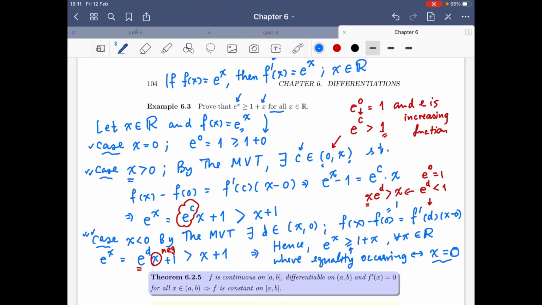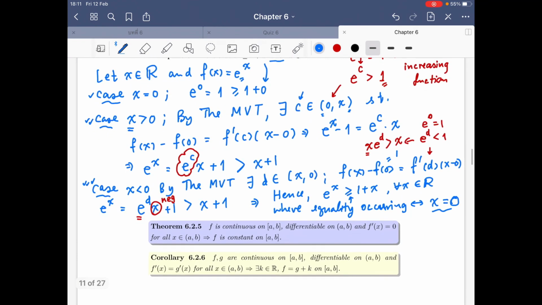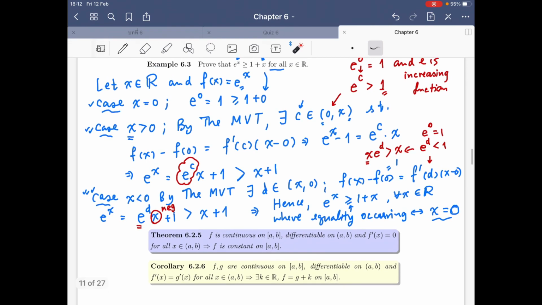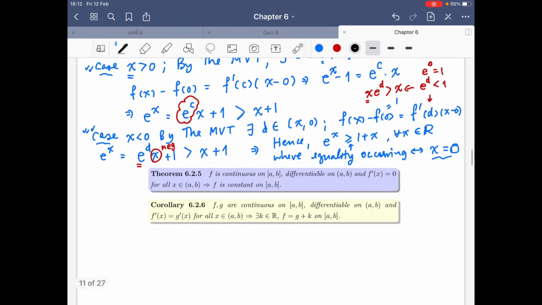Another application of the mean value theorem is in terms of these two results. The first one: if your f is continuous on the closed interval [a, b] and differentiable on the open interval (a, b), and your f prime is 0 everywhere inside this open interval (a, b), then it means that your f is actually a constant function on the closed interval [a, b]. This one is something that you use without realizing that you can prove it using the mean value theorem.